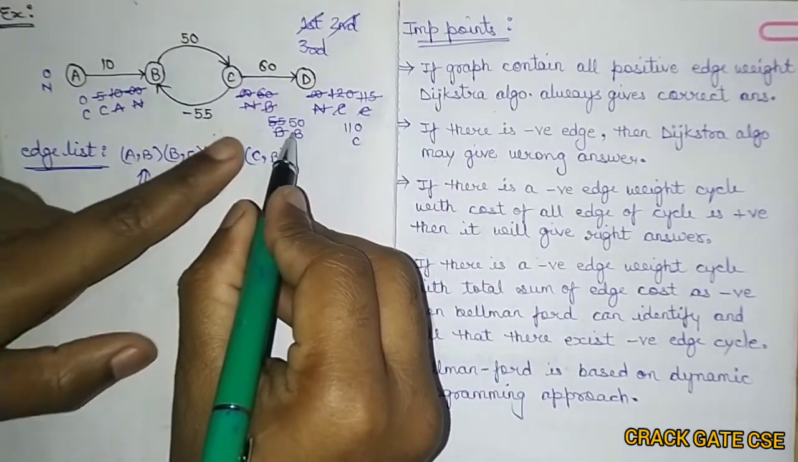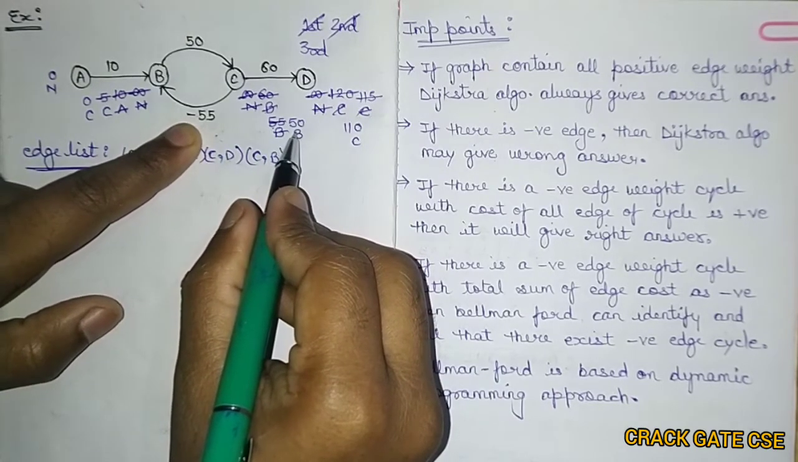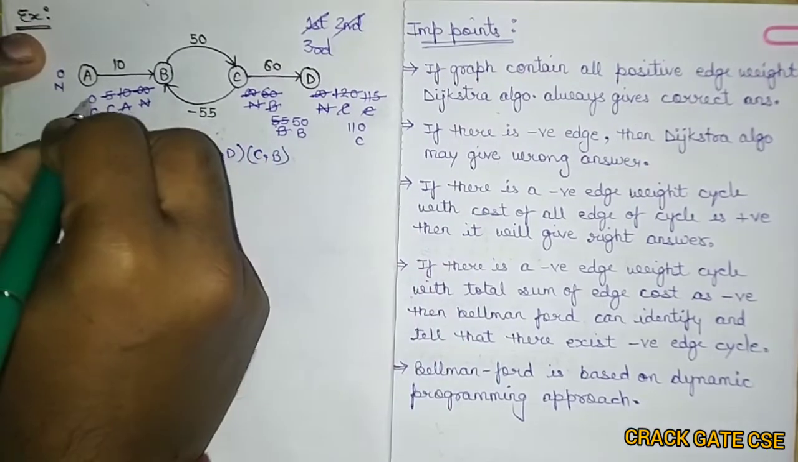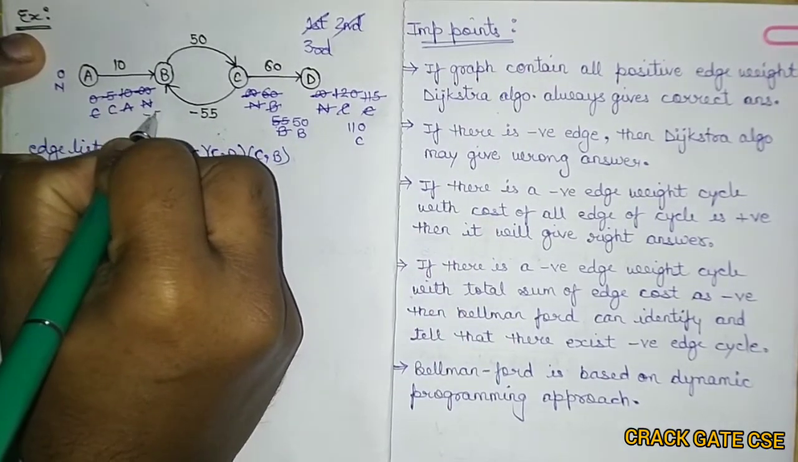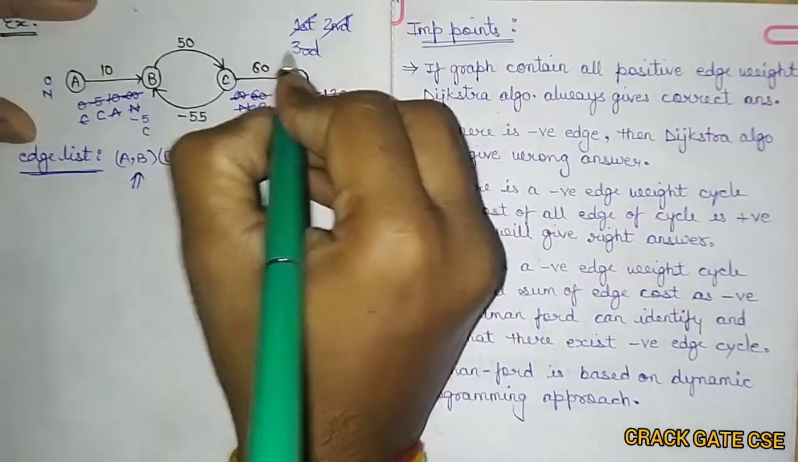For C to B, this is 50, this is minus 55, and if you add these two values you will be getting minus 5, and here it is 0, so minus 5 is smaller, so I have to update this as minus 5 via C. So this is the third iteration.